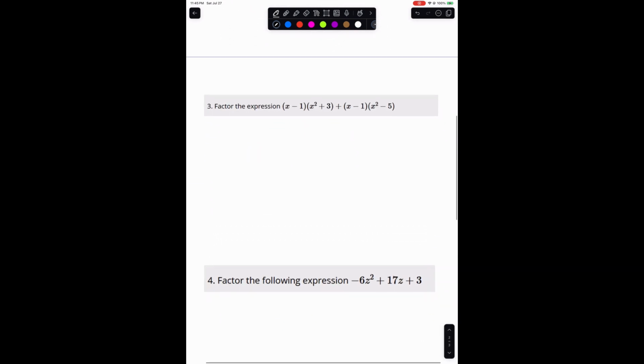Okay. For number 3, you might look at these and think, oh, you FOIL this for that. But if you look carefully, we have a common factor here and a common factor here. So the first step is actually to group. We take out the x minus 1, and then we add the rest, so x squared plus 3 plus x squared minus 5.